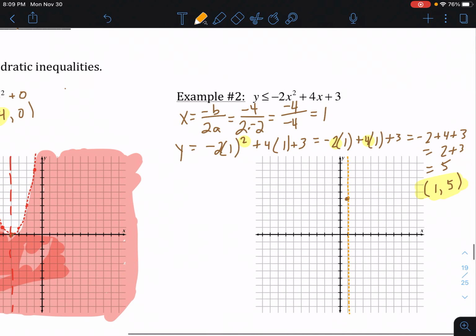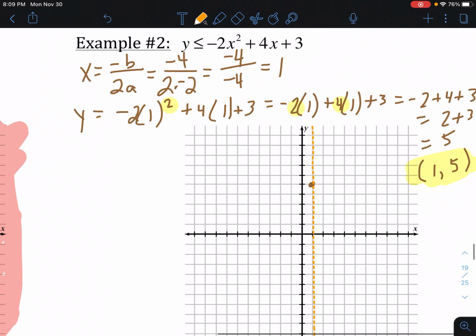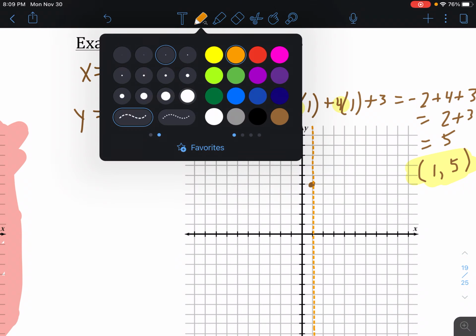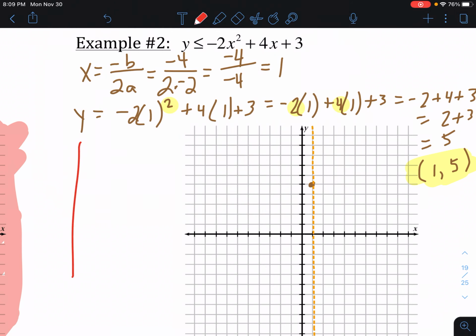So now I need more points. Just like the previous problem, I need to go to my table of values. I need to choose some x values. So my first x value, remember we look at the x-coordinate of the vertex, which is this guy, is 1. After 1 comes 2, 3, 4. All right, so I'm going to start with this 2, plug it into the formula for the x's.